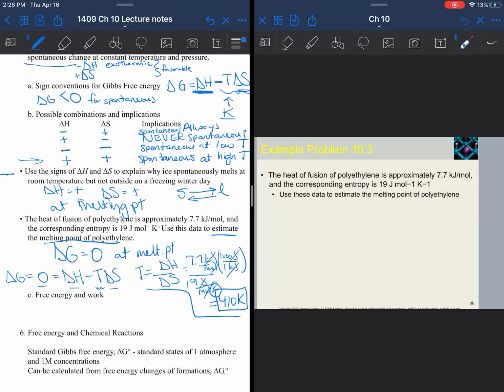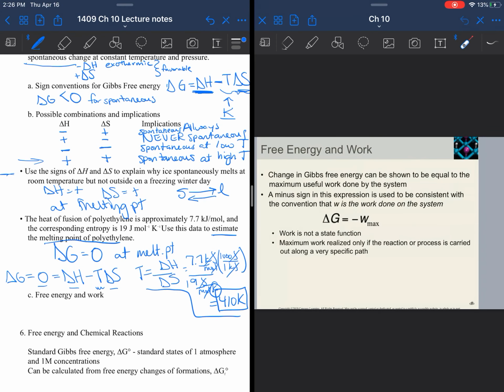Now, before we move on, I do want to talk for a moment about free energy and work. Free energy, this Gibbs free energy that we're calculating, tells us about spontaneity, but it also tells us the maximum amount of work that can be done by a system.